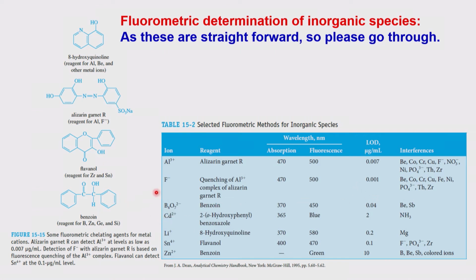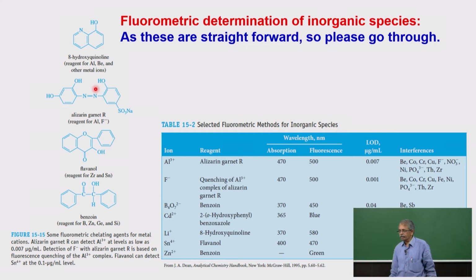So what happens in all these cases? The metal ion will bind to that. For the F-, you first take this one, attach it with the aluminum 3+, and make a complex of aluminum 3+ in the same solution; you don't need to isolate it. Then to that you add your fluoride. Then you look at the changes in the fluorescence spectrum. From that you can quantify it.